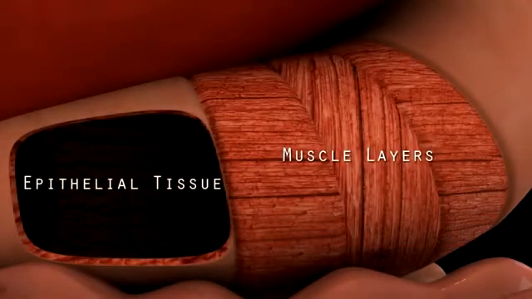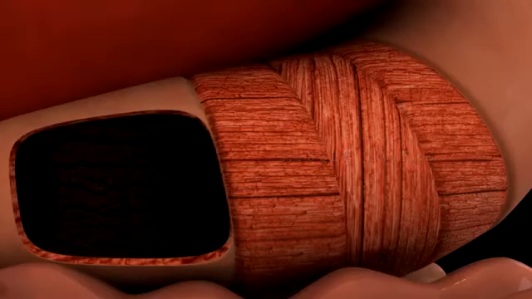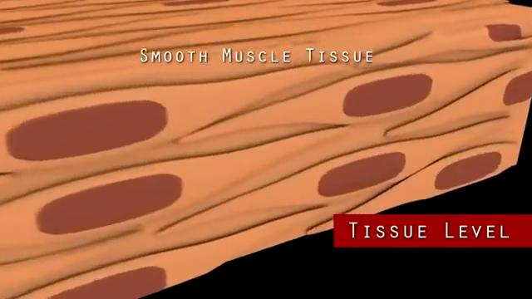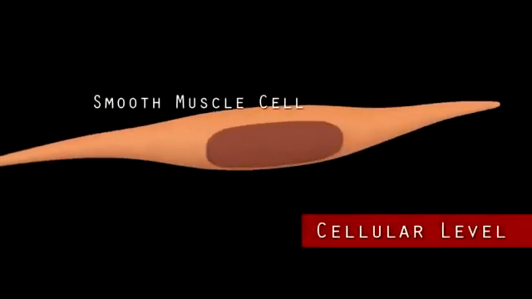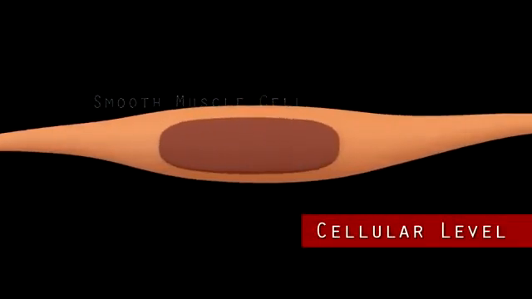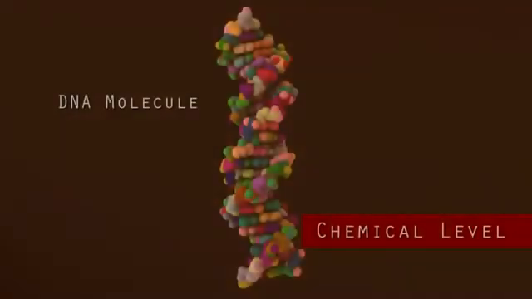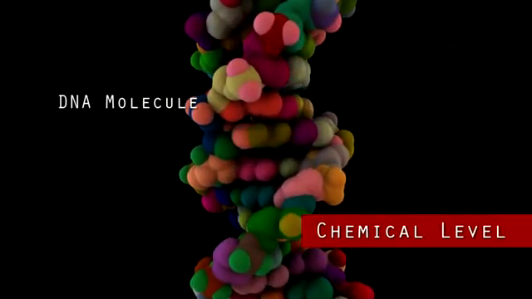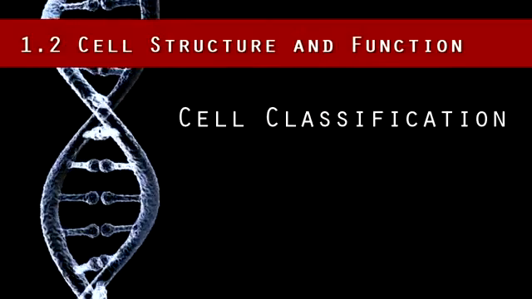Tissues are a group of similar cells that perform the same functions, such as the epithelial tissue and the smooth muscle tissue pictured here. Tissues are made up of cells, and a cell is the smallest unit of life. Finally, cells contain organelles and molecules such as DNA. Let's examine a cell more closely.